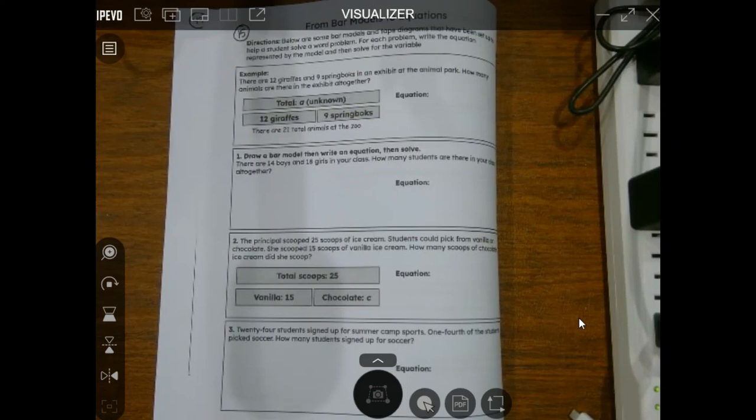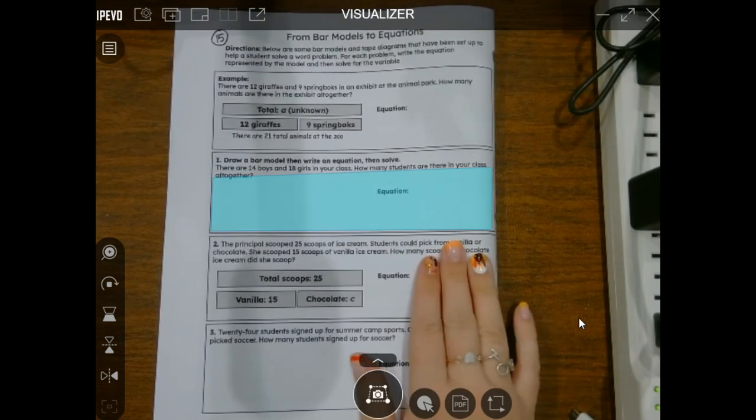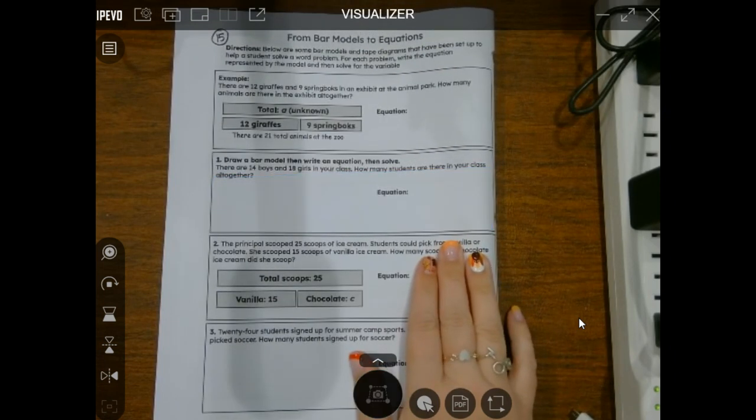Hello, my little mathematicians. Today, we're going to explore writing equations from bar models. So let's go ahead and take a look at example 1 right here. It says there are 12 giraffes and 9 springboks in an exhibit at the animal park. How many animals are there in the exhibit altogether?